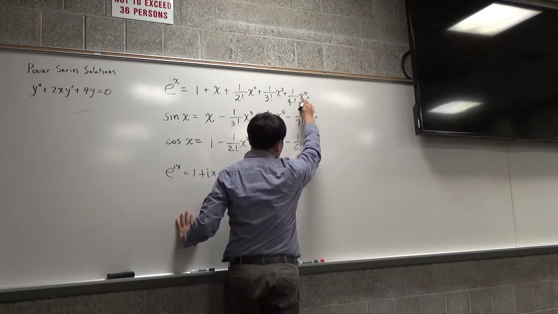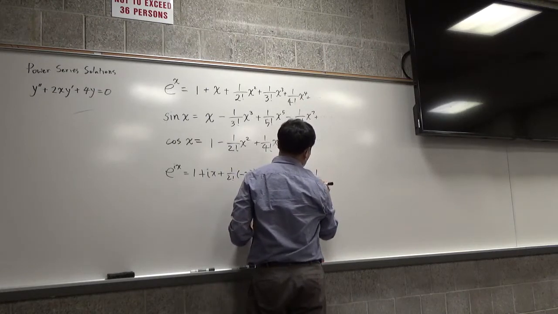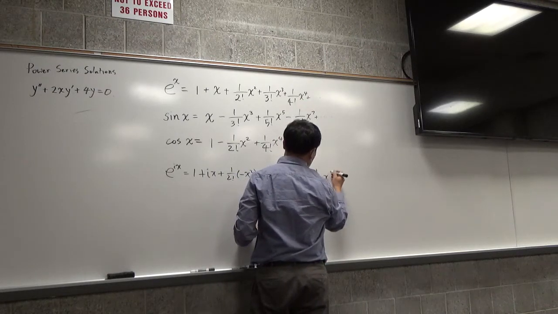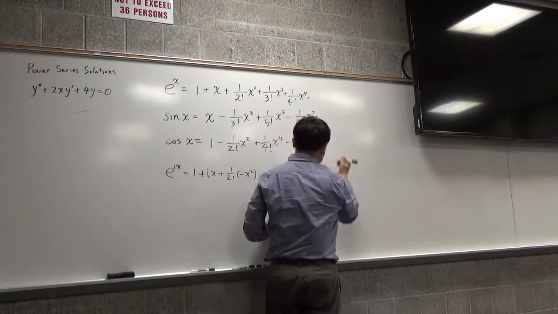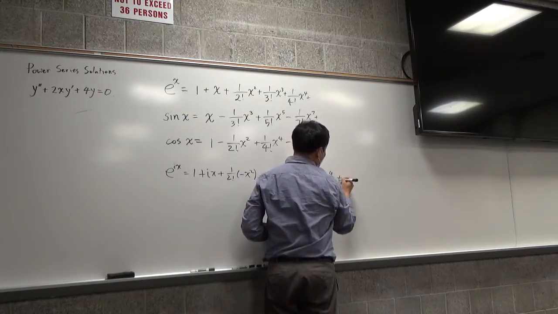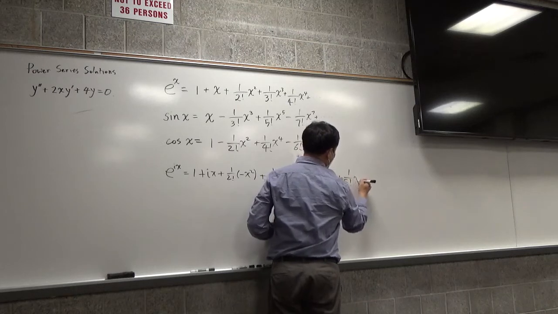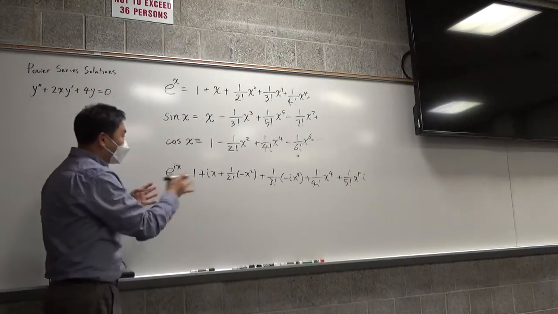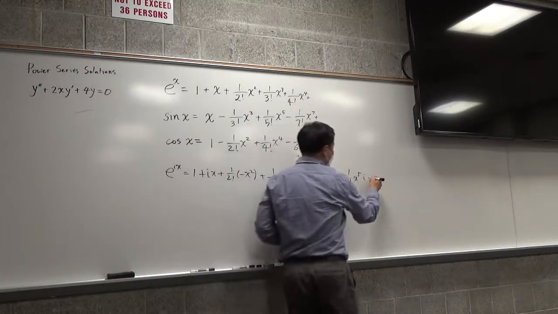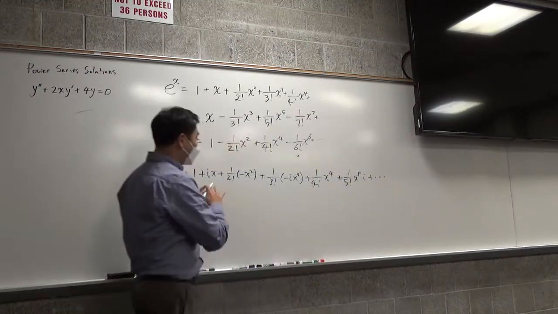And then i to the 4th is just 1, so you get 1 over 4 factorial x to the 4 back again. And the next one is x to the 5th, but that's going to come up with the i here. So it continues forever.